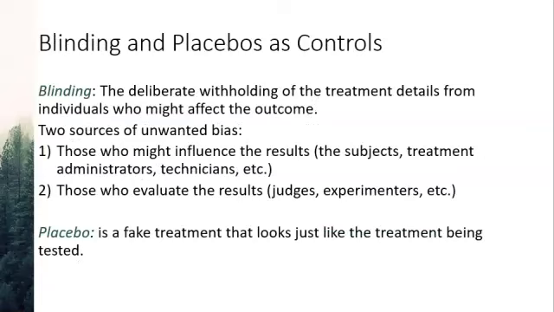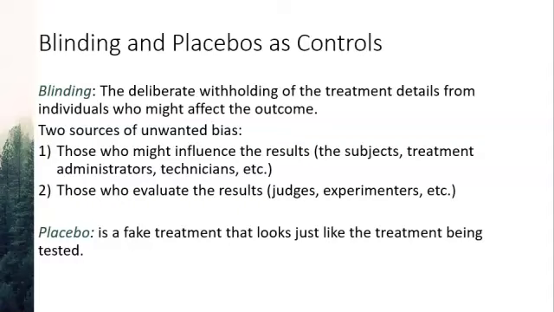Another factor related to control is blinding and using placebos. So blinding is deliberate withholding of the treatment details from individuals. So this can help you avoid bias. So if people know that they are getting a certain treatment, it could influence how they feel. So we can blind the people who are actually getting the different levels of the factor, like the subject. So in this case, you might not tell the sewing machine operators who's working under what lighting conditions.